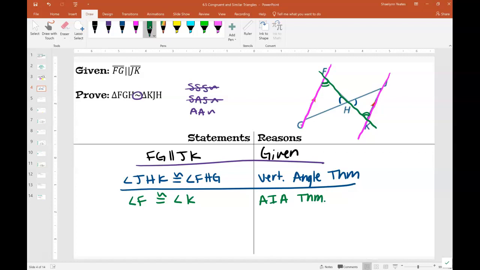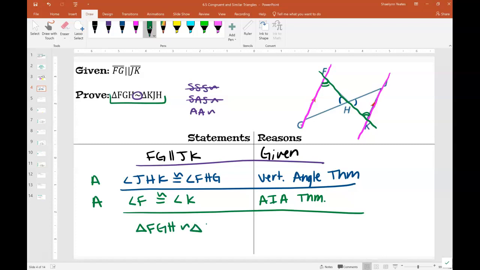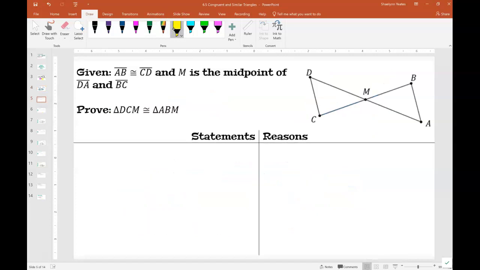Okay, so we have an angle, we have another angle, and so we have enough to say they are similar. Well, I like to just take this statement right off of here. So I like to say that triangle FGH is similar to triangle KJH by angle similarity. So when we're talking about similarity, you do in fact need this little squiggle symbol to indicate the difference.